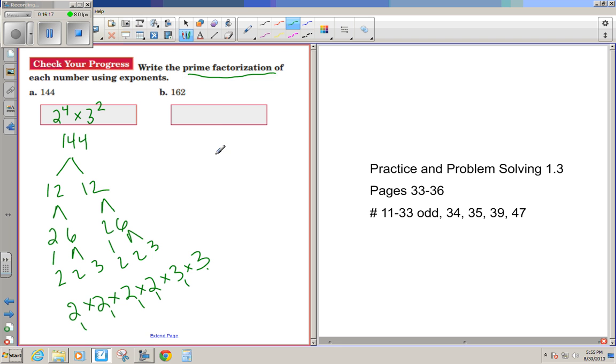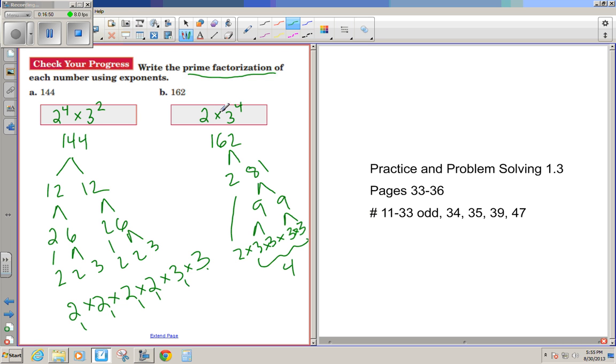Try 162 on your own. Pause the video if you want. I'm going to keep going though. 162. 2 times 81. 81 is 9 times 9. 9 is 3 times 3. All right. Work out the prime factorization on your own. It's actually just right there. 2 times 3 times 3 times 3. And so altogether, there are 4 3s. 3 to the 4th. And it's 2 times 3 to the 4th.